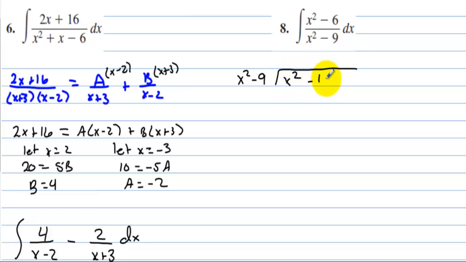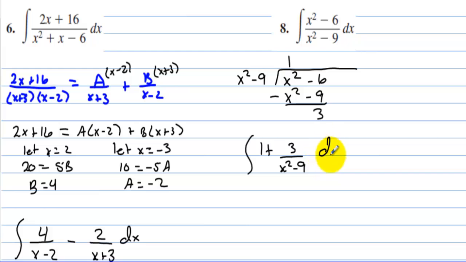X squared minus 6. X squared goes into x squared one time. That's a 1. We have x squared minus 9. And with long division, we always subtract. Negative 6 minus negative 9, that is 3. So now we've turned this problem into 1 plus 3 over x squared minus 9. And of course, we're still doing the integral.